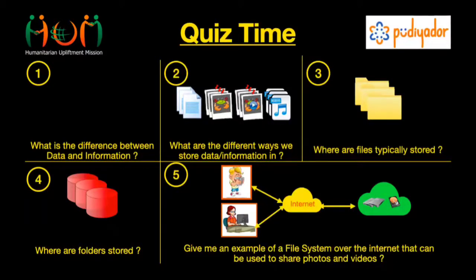So there are only 4 things you have to remember with the files, folders, and drives, right? You have to remember files. Files are stored in folders. Folders are stored in logical drives. The logical drives connected together, they form a file system. File system, logical drive, folder, file. 4 things, that's it. They all have names. Now, give me an example of a file system over the network, over the internet, that can be used to share photos and videos.